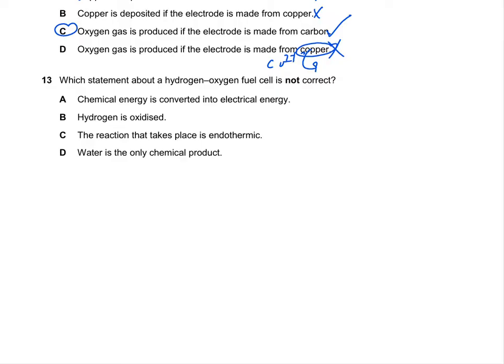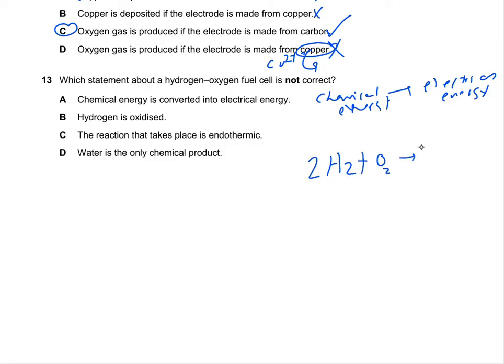Which statement about the hydrogen oxygen fuel cell is not correct? A hydrogen oxygen fuel cell is a cell that converts chemical energy to electrical energy, and it does this by producing water. So its overall equation is hydrogen plus oxygen gives water, which is the only waste product of it. So, which statement is not correct?